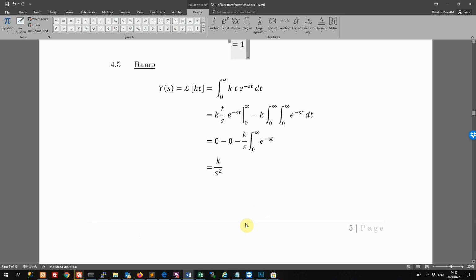All right, the fifth one is the ramp function. In the ramp function, our f of t is simply kt. So it's increasing at a constant gradient or constant rate, which is k. Right, so f equals kt, and if we transform that, then it's kt e to the minus st. And if we want to integrate this, we can select t as the function.